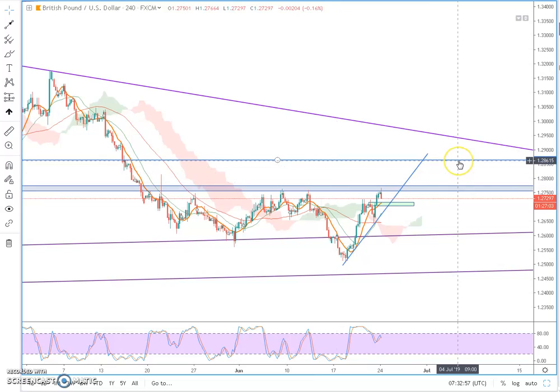But right now it's at a point where it can move in either direction, so we won't have much to do with this.